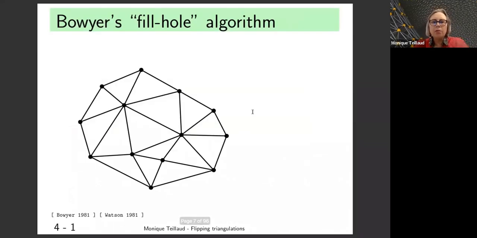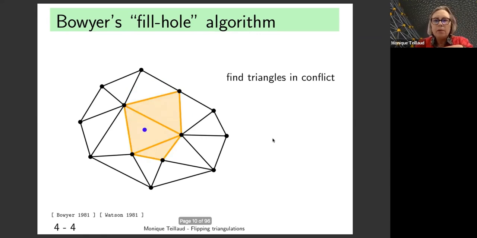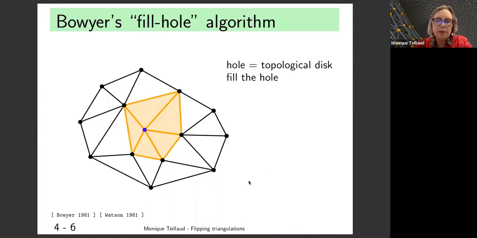surfaces. So in R2, this is all things that you all know, but just for the recall, Bowyer's algorithm is incremental. If you have a triangulation and you want to insert a new point, you first find all the triangles that are said to be in conflict, that is the triangles whose circumscribing disk contains the new point. These triangles form a shape that is actually a topological disk, and you can update the triangulation by just inserting edges from the new point to the boundary of this hole, this topological disk.